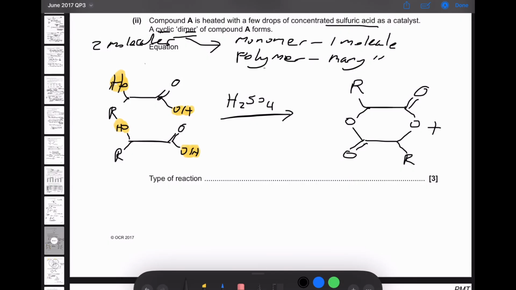And then obviously we need our other product. Well, we form two esters, so we're going to form two water. What's this type of reaction? Well, it's esterification. You can also say condensation for the mark. The mark scheme says either is absolutely fine.